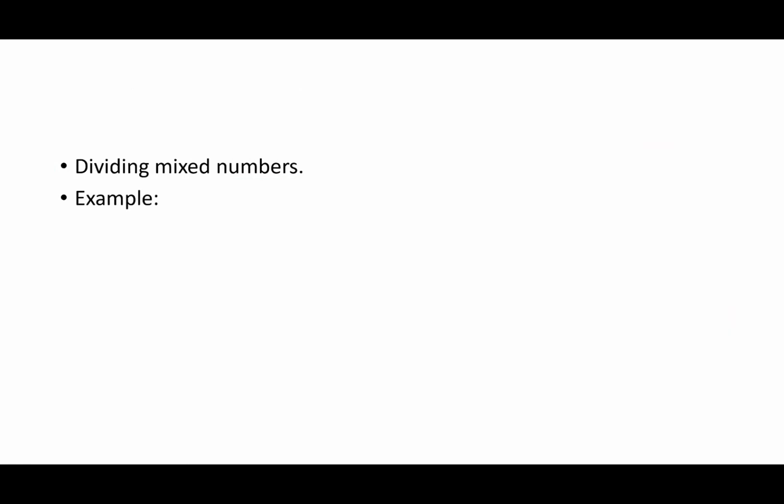How about dividing mixed numbers? It's also very similar. We follow the same steps as above. Let's have two mixed numbers, and we want to divide this one by 1 and 4 over 7. The first step is to convert the mixed numbers into improper fractions, and this gives us 11 over 3 divided by 11 over 7.